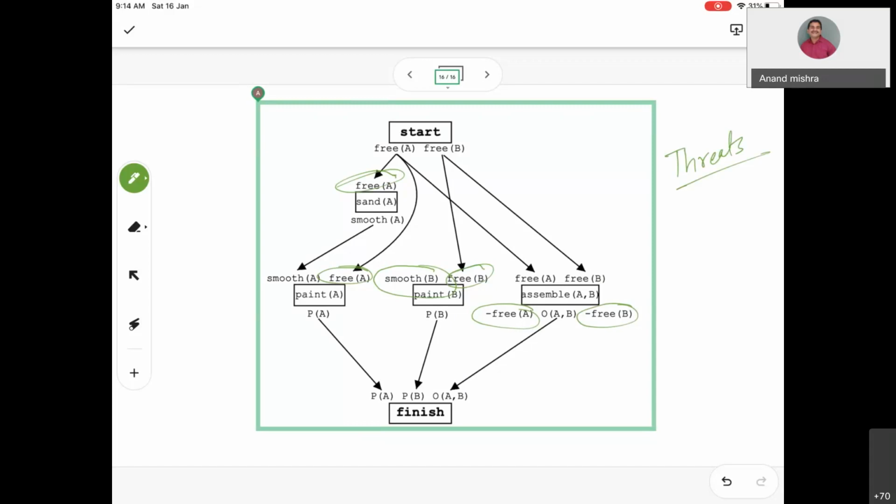It's not that you do this and do that, right? That's not always possible. You need to have some kind of a resolution which needs to be done.